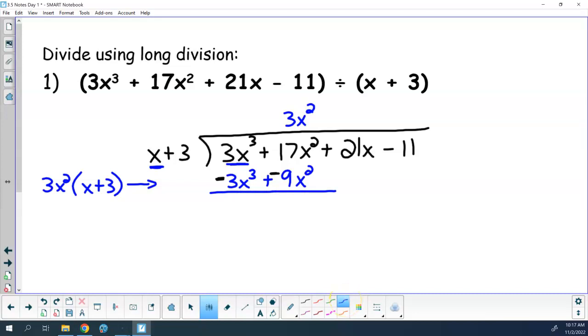3x cubed minus 3x cubed. 0 goes away. That's what we want. We want that to go away every single time. 17x squared minus 9x squared. 8x squared. Then, in the numbers, you took the next number and you brought it down, correct? Well, here, now you're going to take the next term and bring it down.